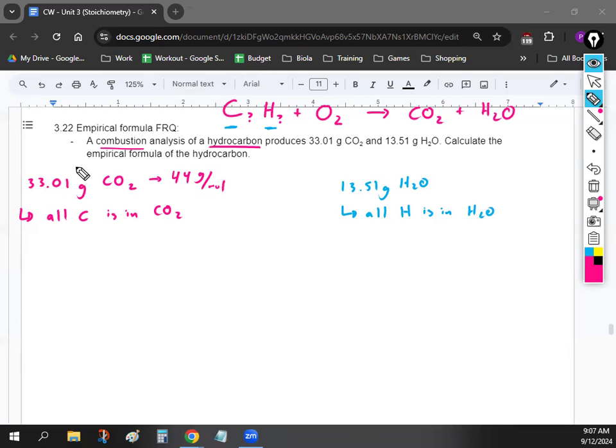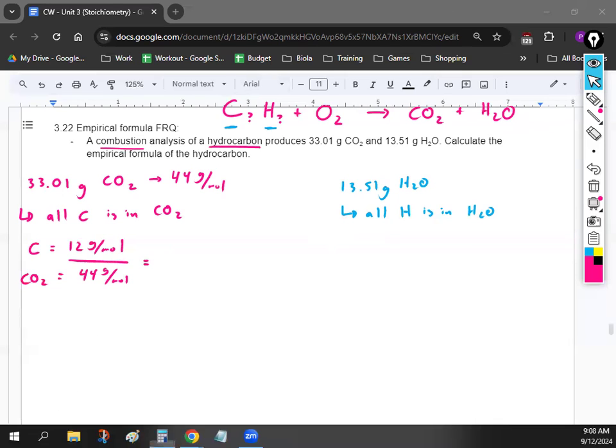Okay, so what we're going to do now is we're going to find the mole ratio. So basically the percentage of CO2 that the carbon takes up by mass. So if we take a look at the periodic table, carbon is 12 grams per mole. Okay, CO2 is 44 grams per mole. Okay, so if we divide the mass of carbon by the molar mass of CO2, what we get is the mole fraction. We can figure out what percentage of CO2's mass comes from the carbon.